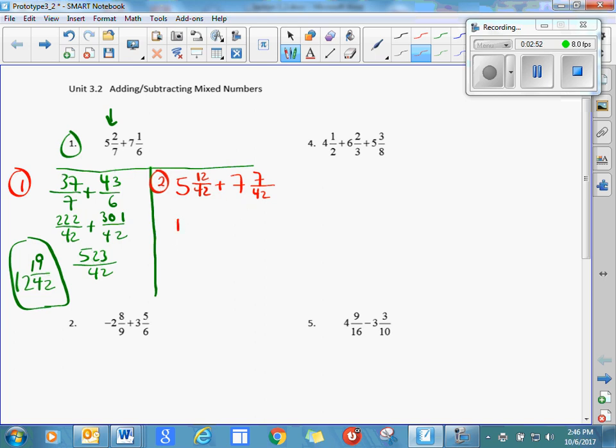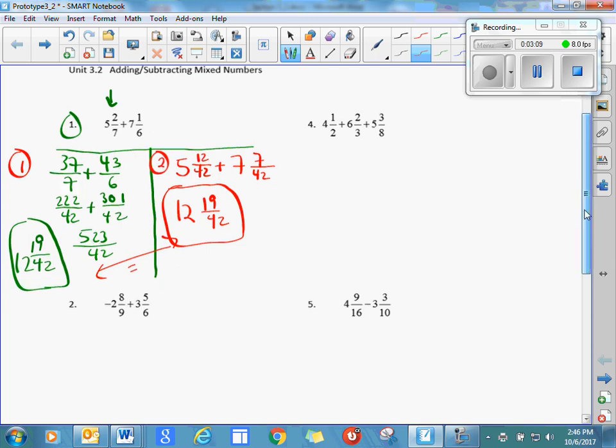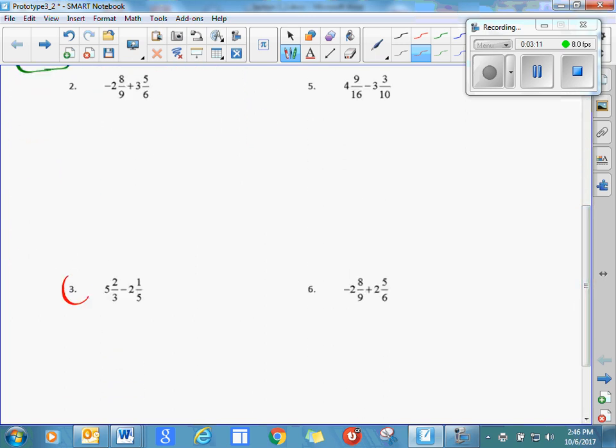Now I can just add my whole parts and get 12, and add my fractional parts and get 19 over 42. A little bit quicker, don't you think? And maybe less likely to make a mistake. But they are equal, and that's 2 different ways to work it. I'm going to do one more down here. I'm going to do this one.